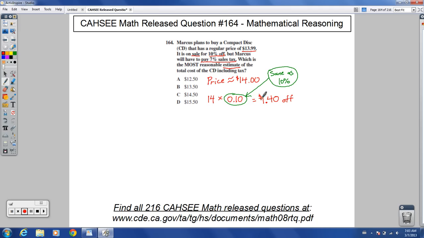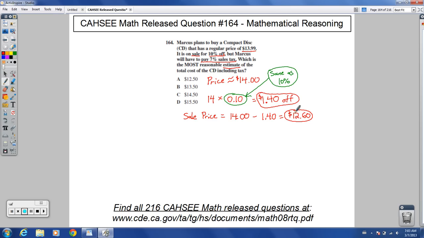So the new price, so let's circle that. The new price, or the sale price, let's say it like that. So the sale price is going to equal 14, the original price, $14 minus $1.40. So we take $1.40 off of $14, we have a new sale price of $12.60. And so from here, it's going to have a 7% sales tax.